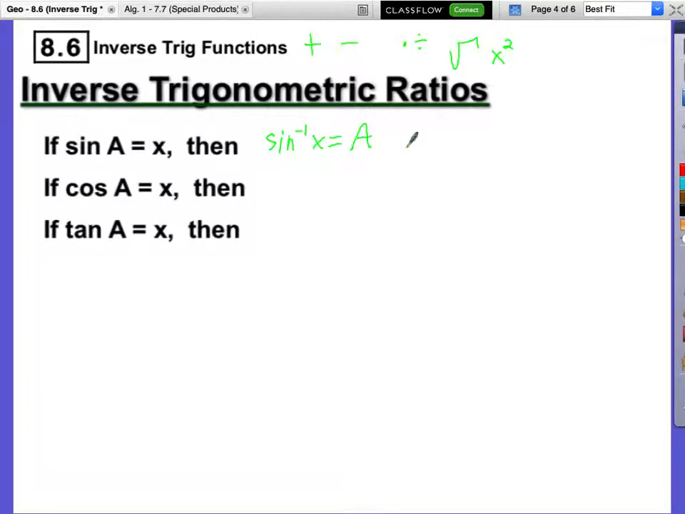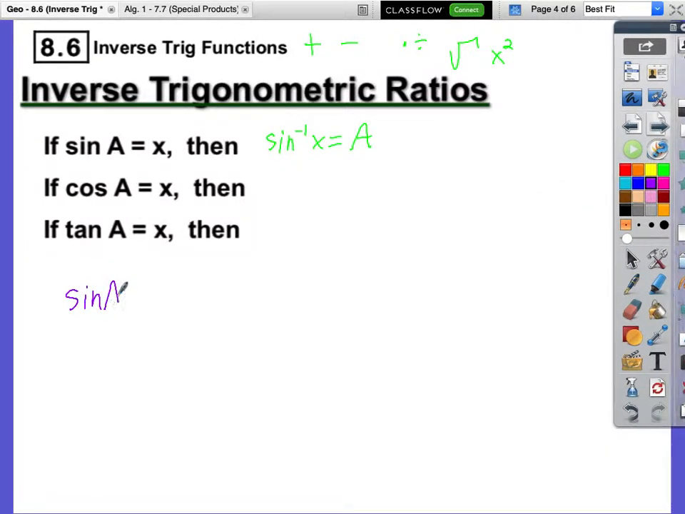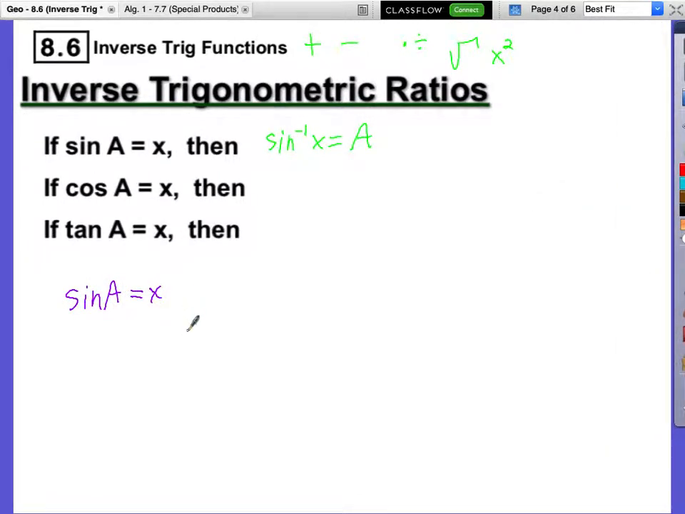It undoes the sine. Now mathematically, how this works, I'll show it below here: if we have sine of angle A is equal to x, you would take the inverse sine of both sides. This gets a little bit big to write in here, so I'm going to write it above just because of room. You'll take the inverse sine of both sides.